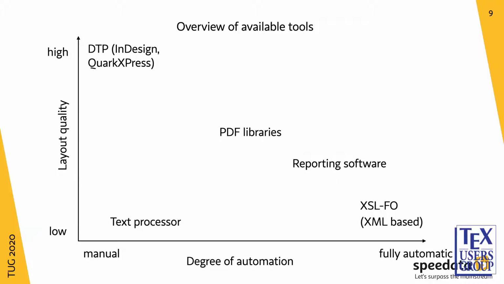Other tools such as reporting software or specialized PDF libraries are somewhere in the middle. I would place the TeX family as we know it in the upper right. My experience is that ConTeXt is a bit better at layout than the other TeX formats. The tool I present here has very flexible layout output and is fully automated, so I allow myself to place it in the upper right corner.